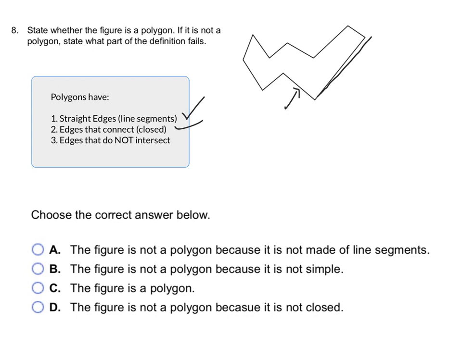The third criteria is that the edges cannot intersect. None of these line segments or edges cross each other, so it fits the third criteria. Therefore, the correct answer is that the figure is a polygon.